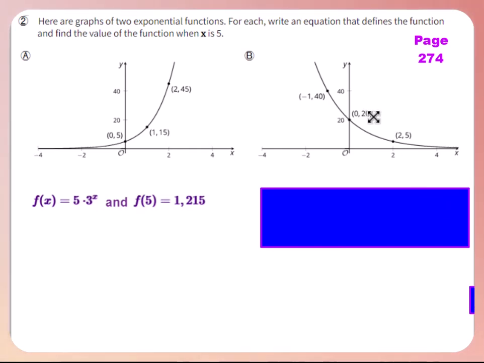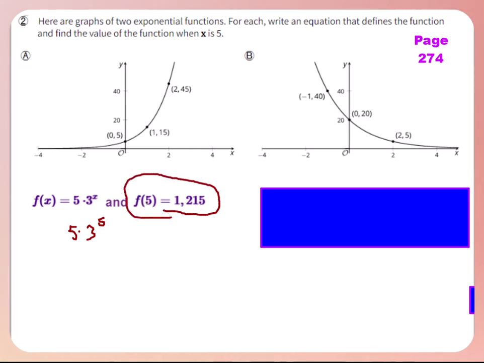And then this one, f of 5 equals, no, I'm still looking at a. We want to know what the function value is when x is 5. So we're going to replace x with 5. So 3 to the 5th power. Put this in your calculator. Multiply by 5, and you should get 1,215.